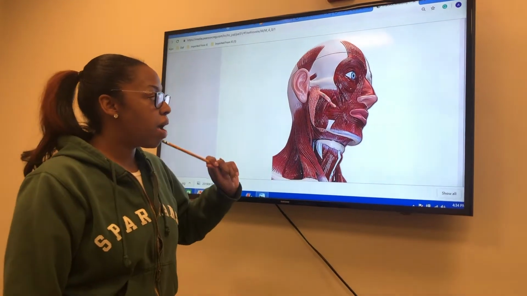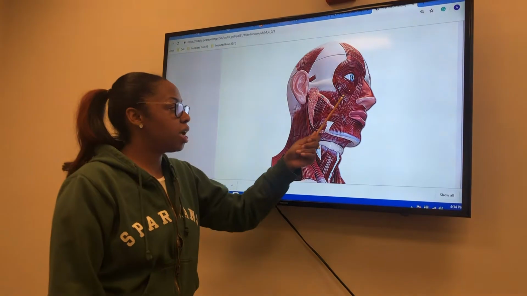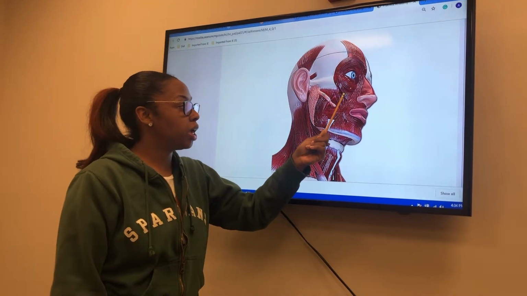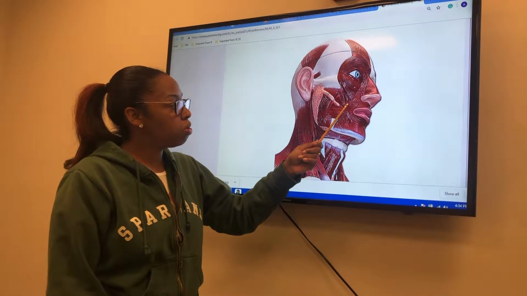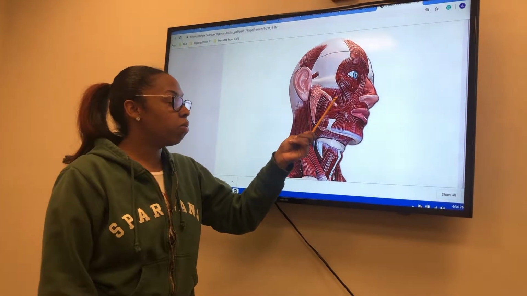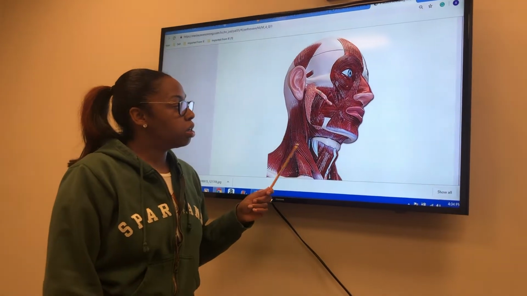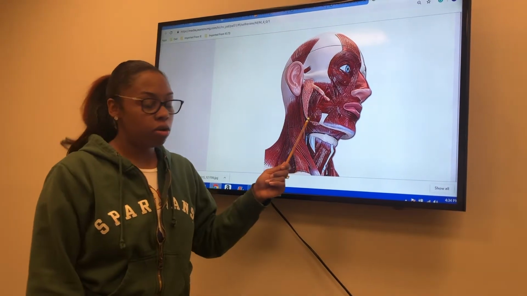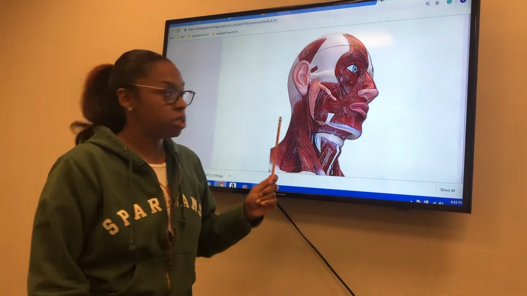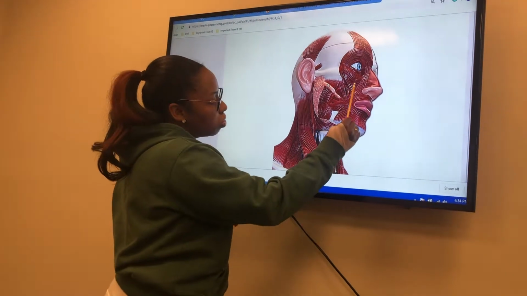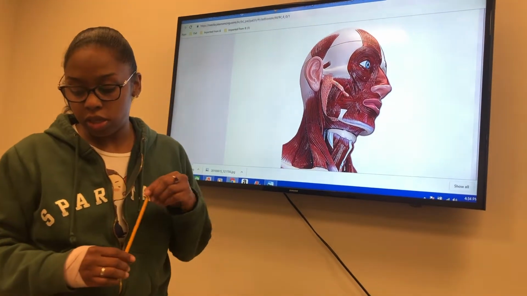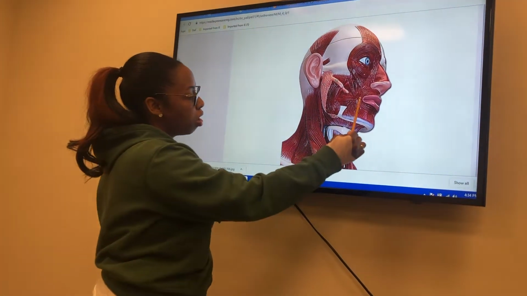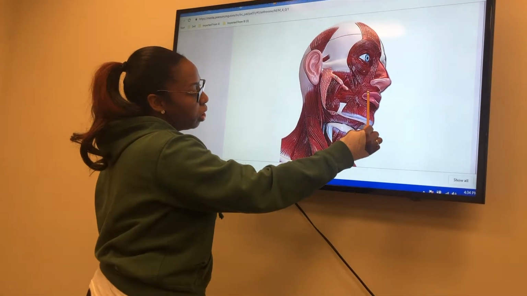The zygomaticus has a major and a minor. Its action is to pull the angle of the mouth laterally, and its innervation is the facial nerve. Its origin is the zygomatic bone, which will also be in this region, and its insertion is the skin of the upper lip, so somewhere in here.